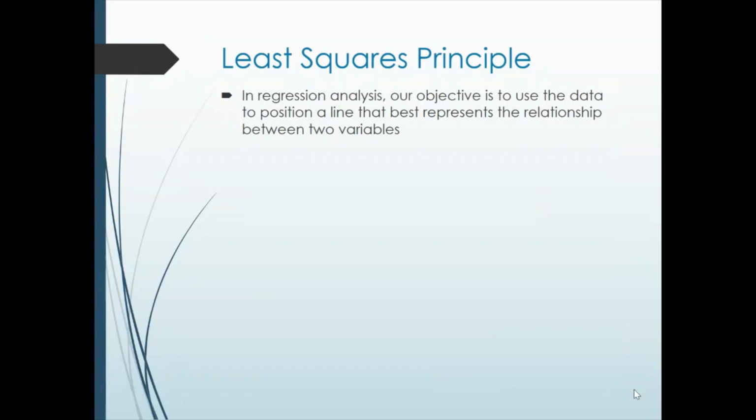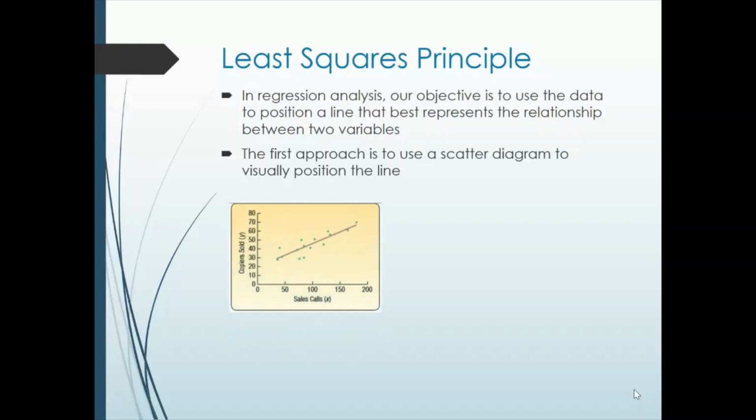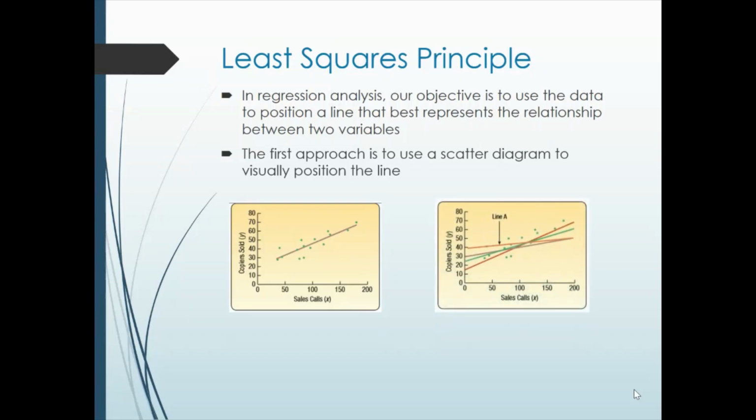All right, so least square principle. For this particular objective, we see that in the regression analysis, the objective is to use the data to position a line that best represents the relationship between two variables. Now we can see this easily when we do a scatter diagram, which we'll have an example in Excel, and we'll create the scatter diagram for it. So the least square principle is trying to position a line that is best representing the relationship between two variables, x and y. So the scatter diagram in Excel will do this.